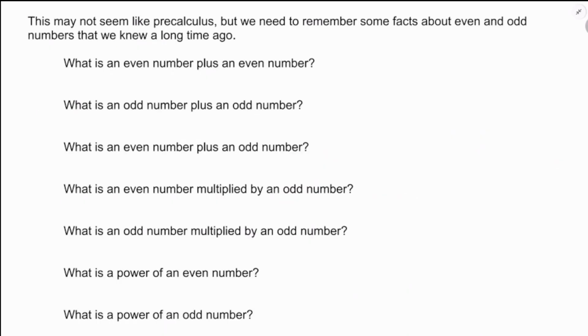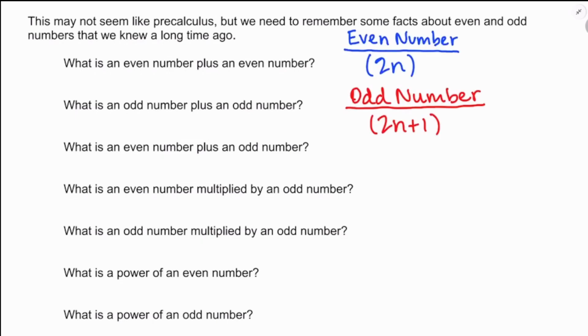We're going to need to think about even numbers and odd numbers. And now for a lot of this, I'm going to be giving you maybe more advanced reasons for these things to be true than you saw the last time you saw them, which might have been like elementary school or something. So I'm going to just point out that an even number is always going to be able to be written as 2 times n, where n is an integer, and an odd number is always going to be able to be written as 2n plus 1, where n is an integer. I think that's going to be important. Okay, so an even number plus an even number, that's going to be an even number.